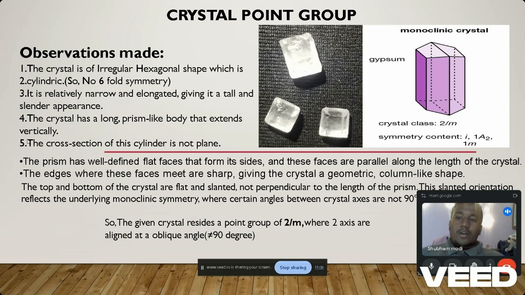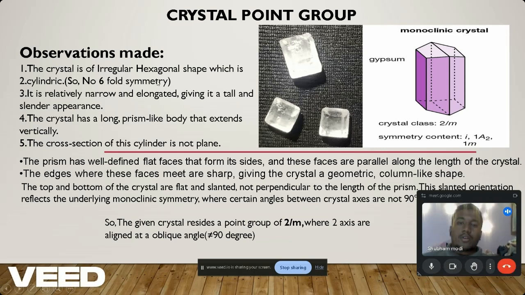The first observation I made is that the crystal is of irregular hexagonal shape, which is cylindric, which means there is irregularity in the hexagonal shape. So there is no chance of six-fold symmetry, because although the opposite sides are of the same length, adjacent sides are of different length, and also the hexagonal shape was extruded, which means it was a tall, cylinder appearance, and also the cross section surfaces were not flat.